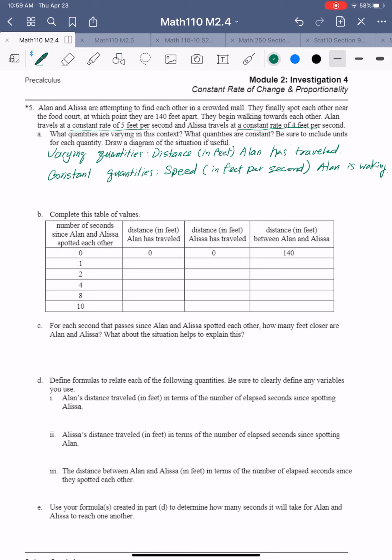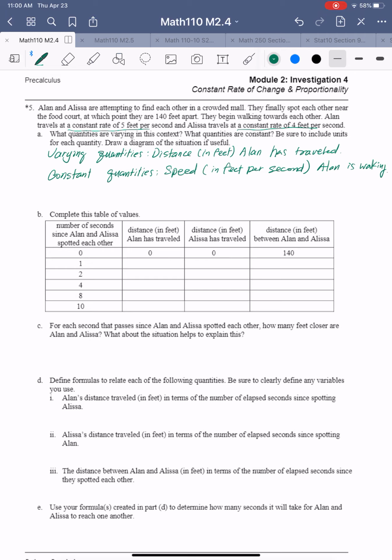And then, of course, the distance between Ellen and Lisa when they spot each other, which is that they were 140 feet apart. Okay, so there are more steps you can write on part A. And for part B, we already have a number of seconds given. Then we try to find the distance.